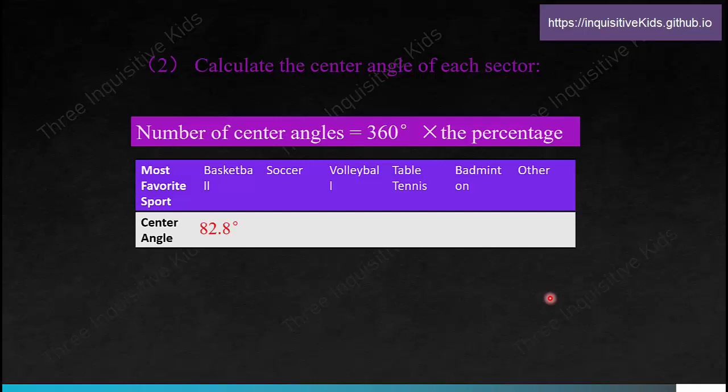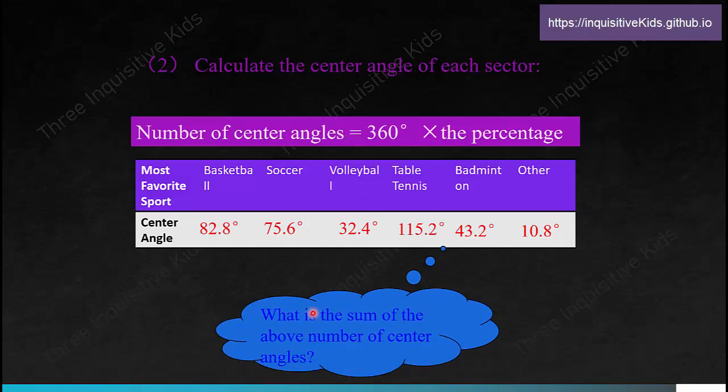This would be, and I encourage you to do this by yourself. First, use a protractor if you have one, and then create a circle. Then the number of center angles, so how wide the number of degrees a center angle would be, is 360 degrees times the percentage. So that's the number of center angles. And then you find that.